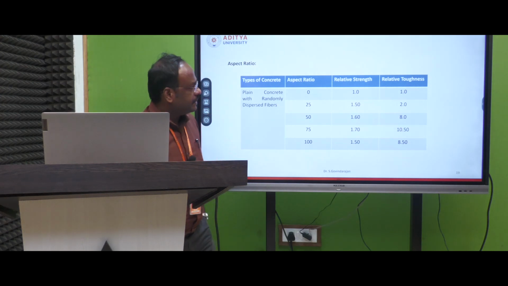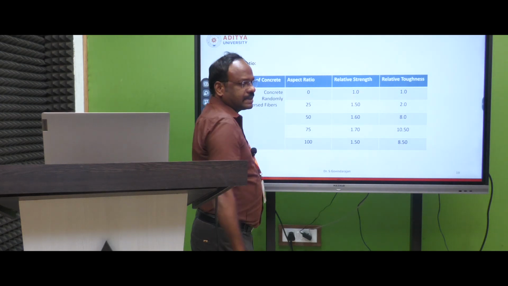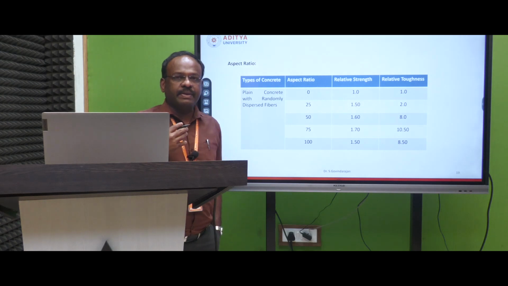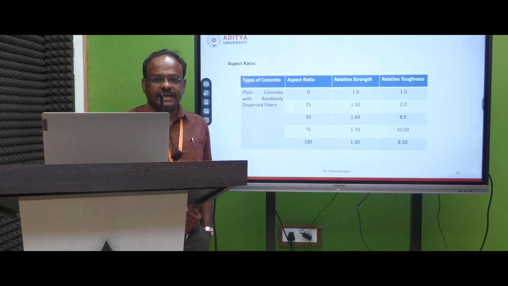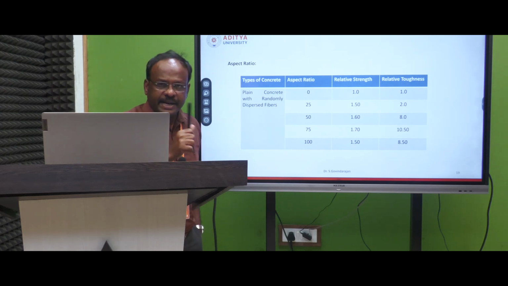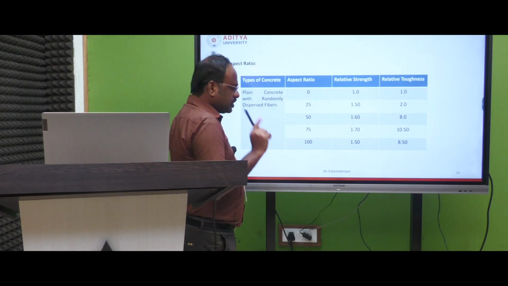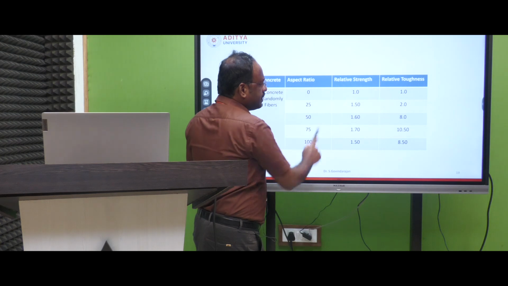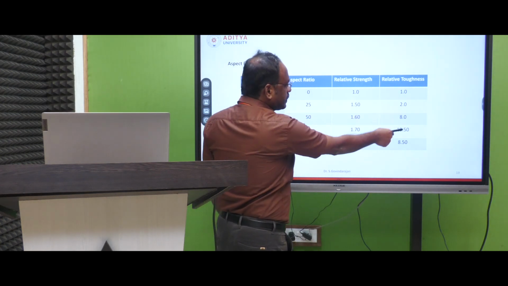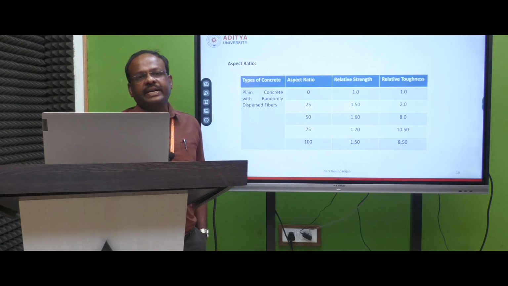Now you see the last one, again I go to select more than 75. So what happened? Your values will not increase, the value will decrease, right? If that value is taken more and more, the strength is surely not given. At a certain point the strength value will decrease, which happens between 75 and 100 aspect ratio. Surely the value will decrease, 1.7 to 1.5 for relative strength, and relative toughness also 10.5 to 8.0, that value also will decrease.